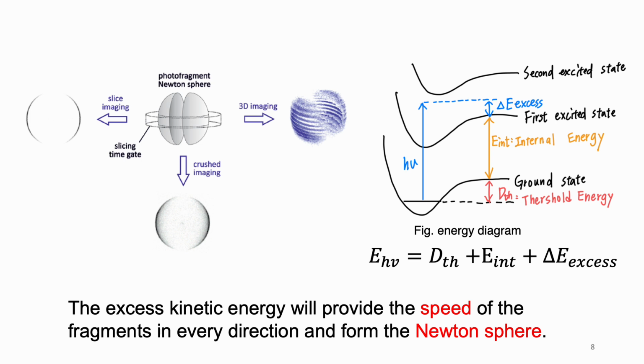Next, see the energy diagram on your right hand. The laser energy provides the threshold energy and internal energy of the molecule, and a given energy is not exactly equal to a potential energy; there must be an excess, which can provide the speed of the fragment.